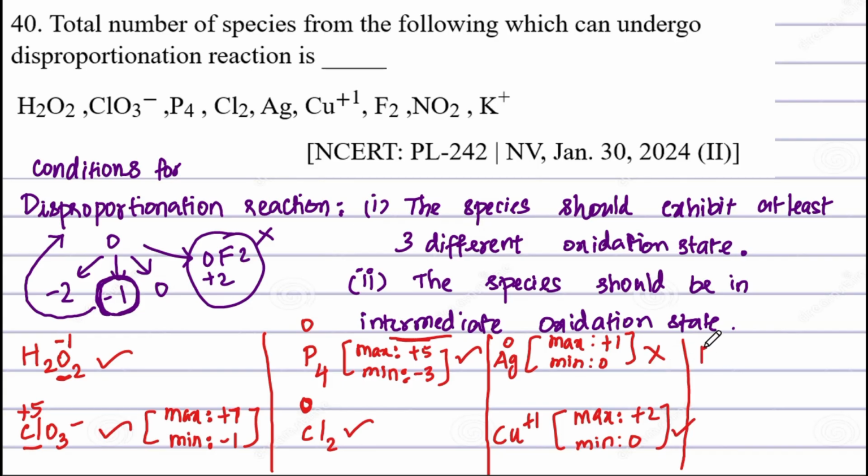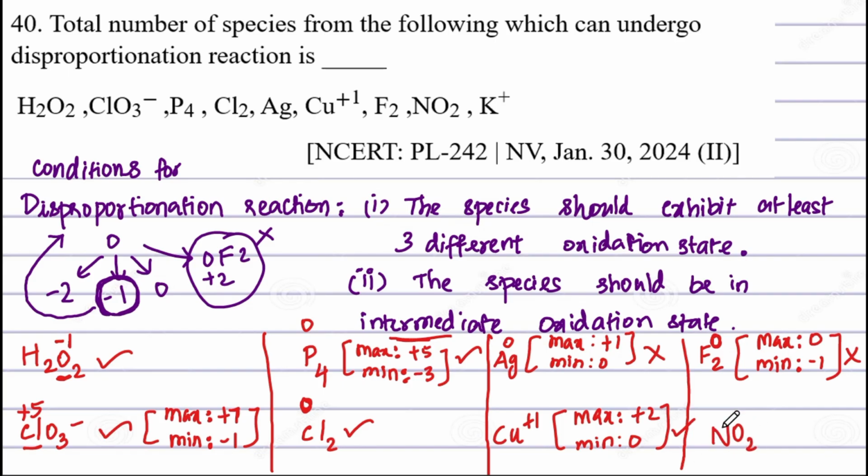The next one is F2. Fluorine in elemental state is having the oxidation state of 0. So the maximum oxidation state exhibited by fluorine is 0 only, and the minimum oxidation state it exhibits is -1. At least 3 different oxidation states should be there, but fluorine exhibits only 2 different oxidation states, and it is already present in 0 oxidation state. So fluorine will not undergo disproportionation reaction.